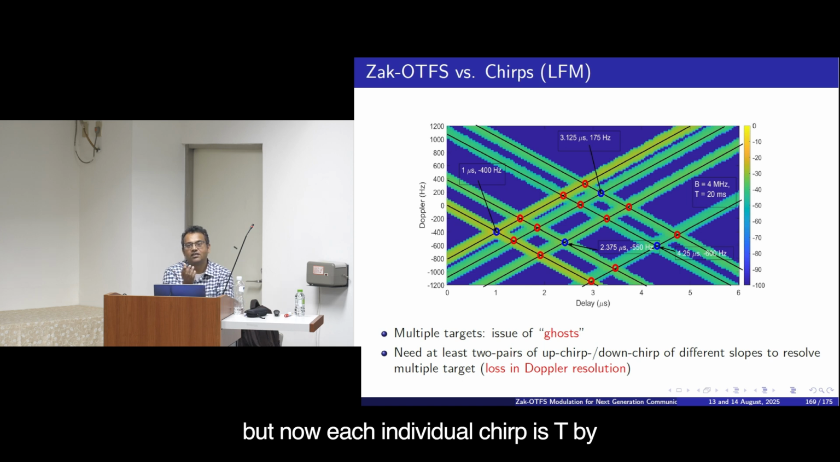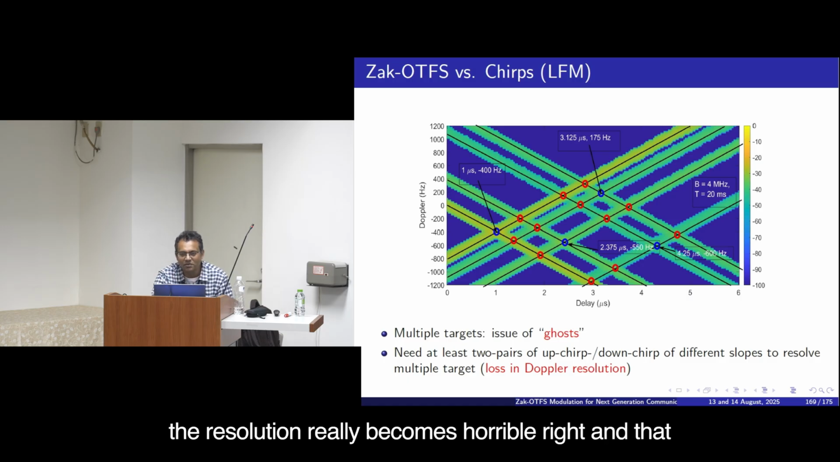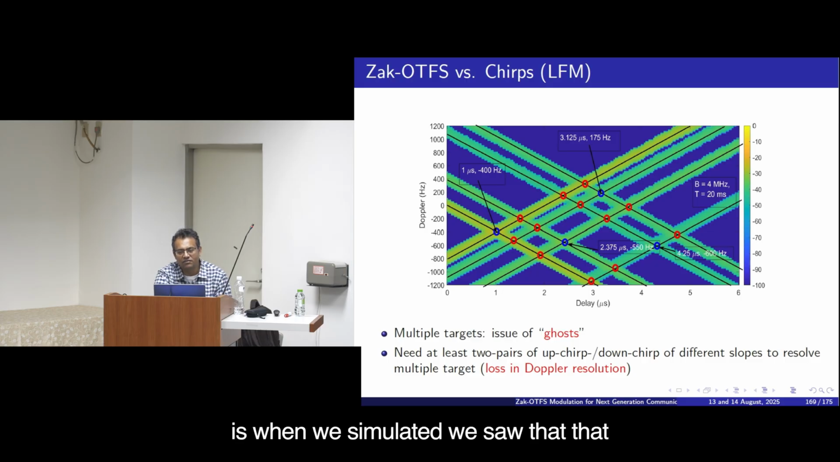But now, each individual chirp is T by 4, because you have 2 up and down chirps, right, 4 chirps you are sending. So, the resolution really becomes horrible, and when we simulated, we saw that when you do your ZAC OTFS, your range estimation error is much better compared to your chirp. Your chirp is basically in red, it's very bad.